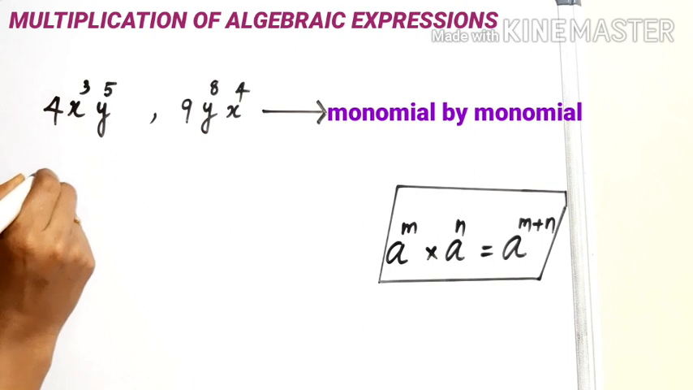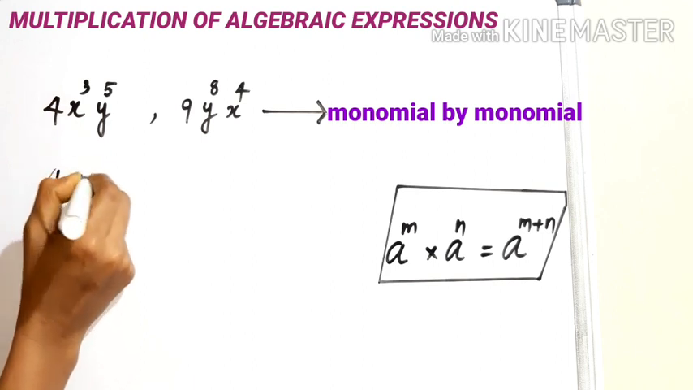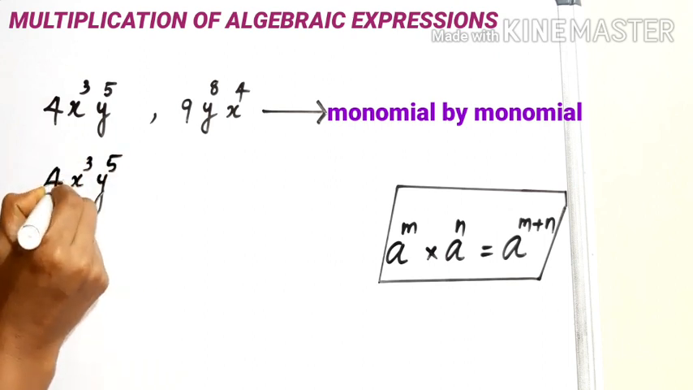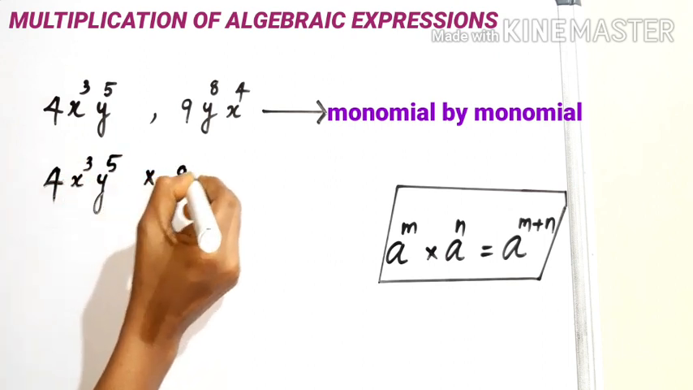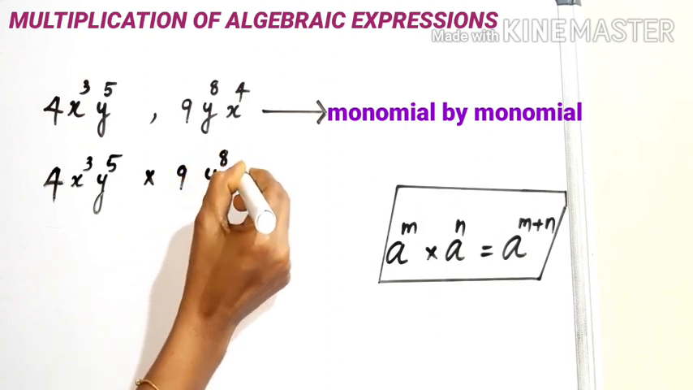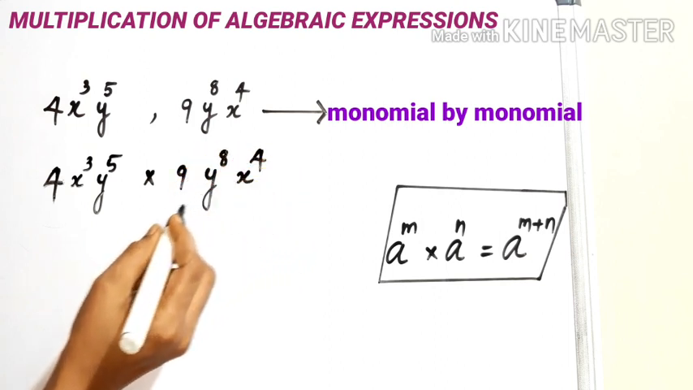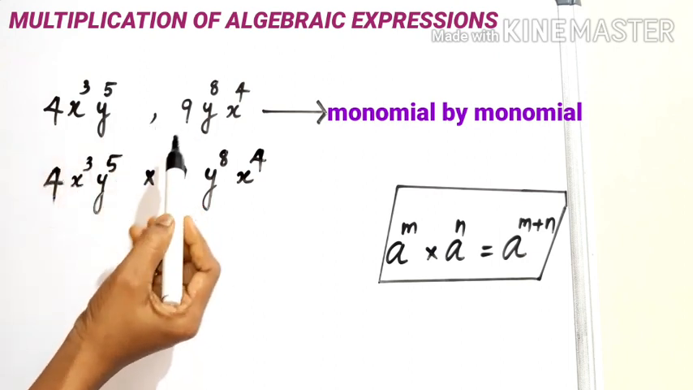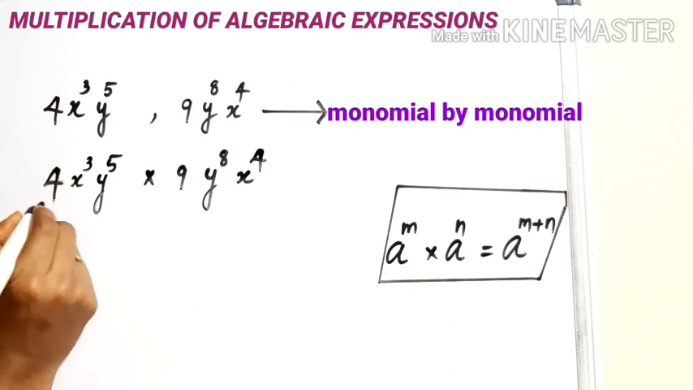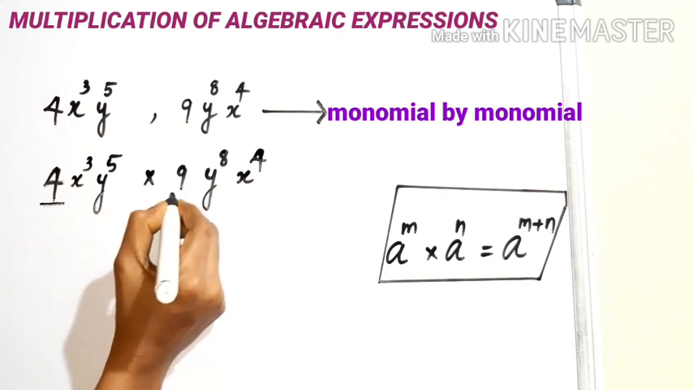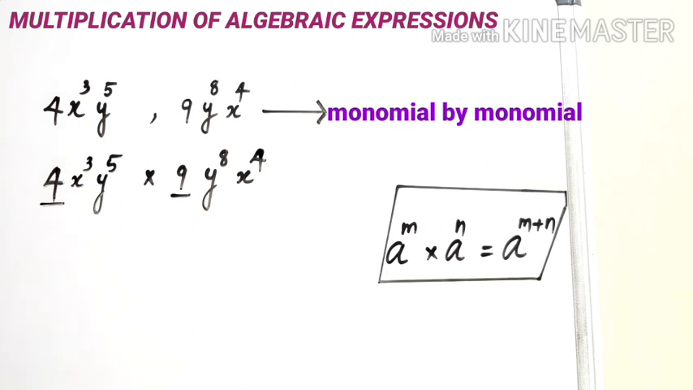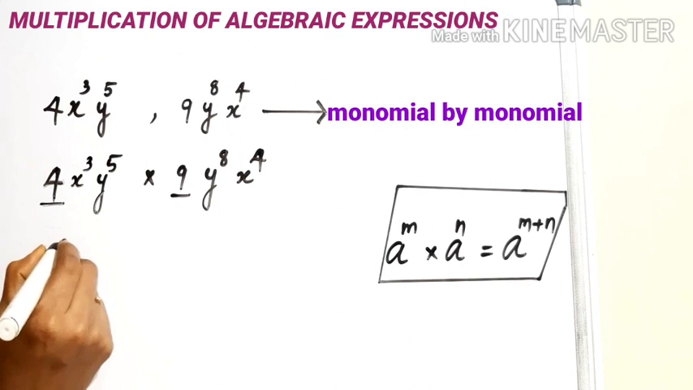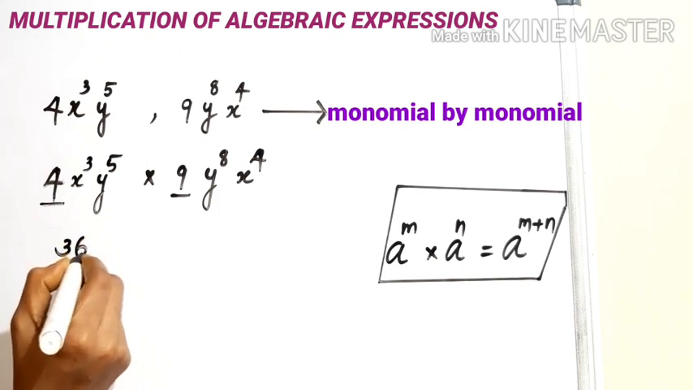We have 4x^3 y^5 into 9y^8 x^4. Here, multiplication of monomial by monomial, right? First, we have to find the product of numerical coefficients, or simply coefficients. 4 nines are 36, right?